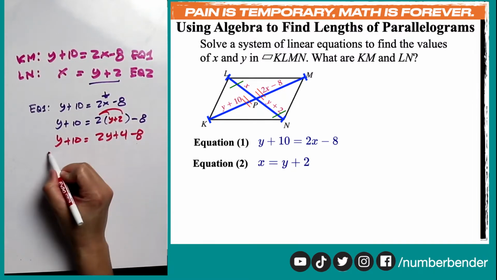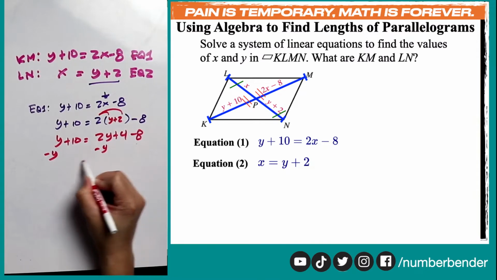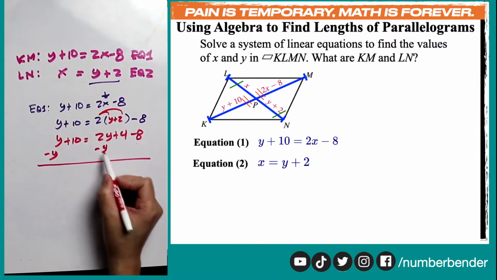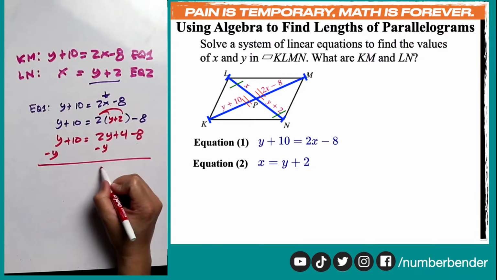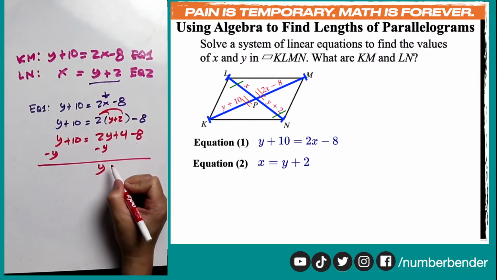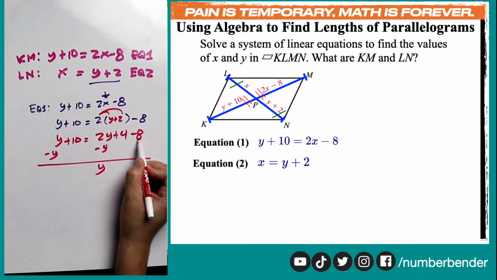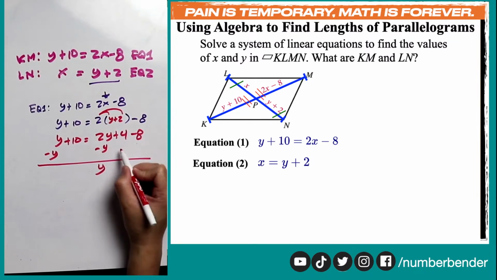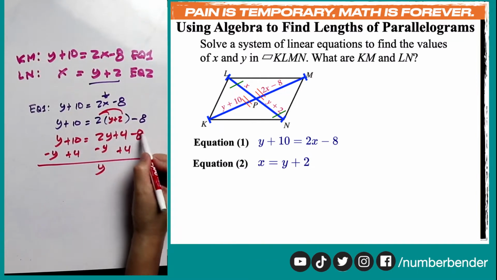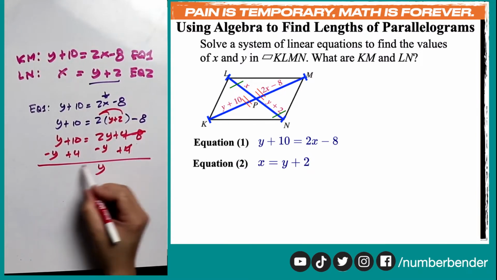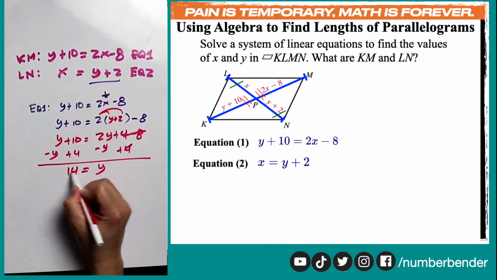So by subtracting y on this side, we'll have 2y minus y, which is equal to 1y. And by combining 4 minus 8, we have negative 4. So what we can do is add 4 on both sides. So we can cancel this out, and we'll have y equals 14.